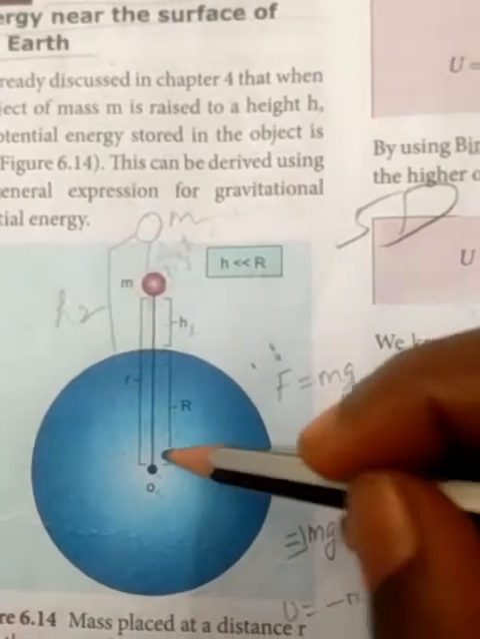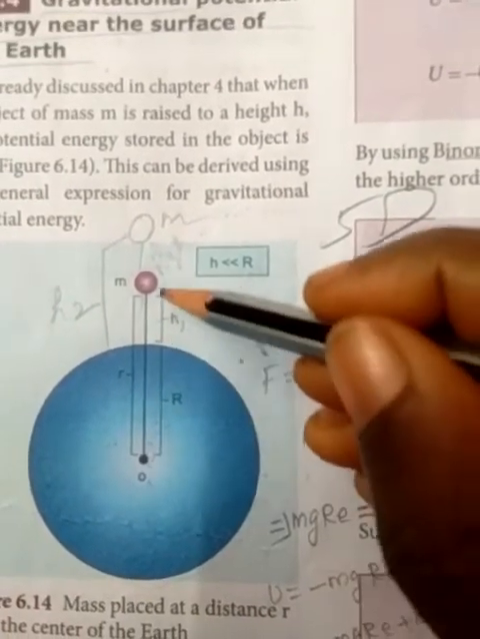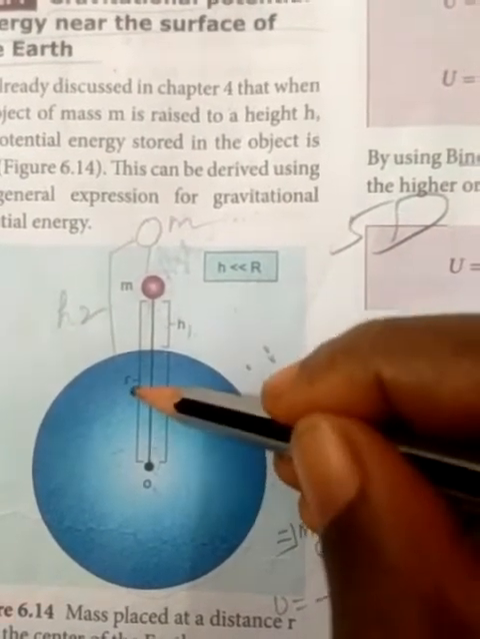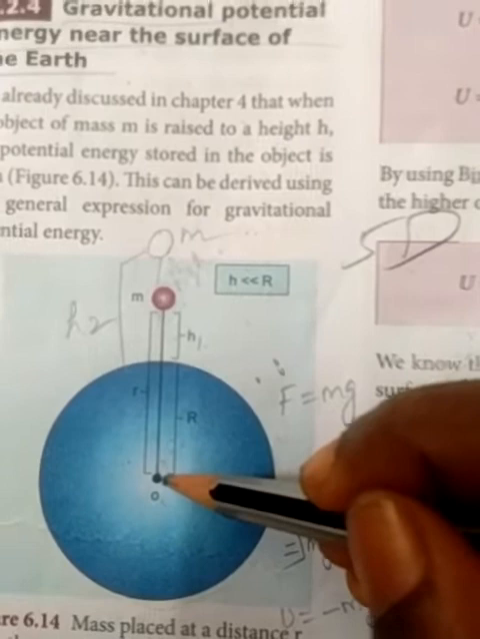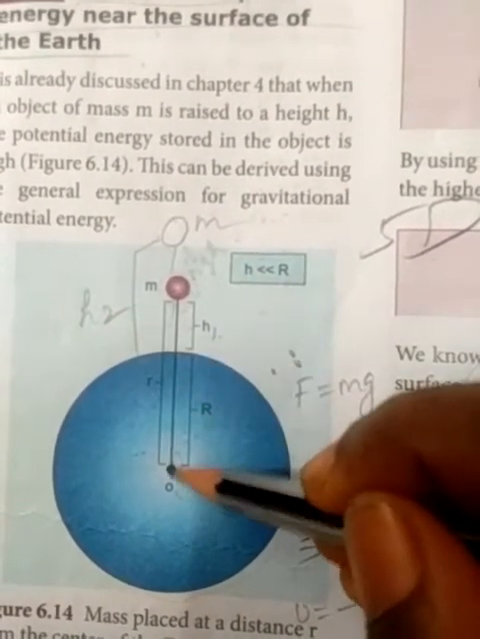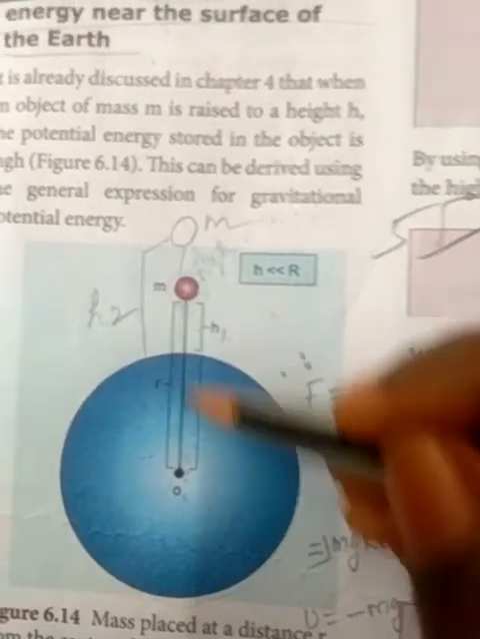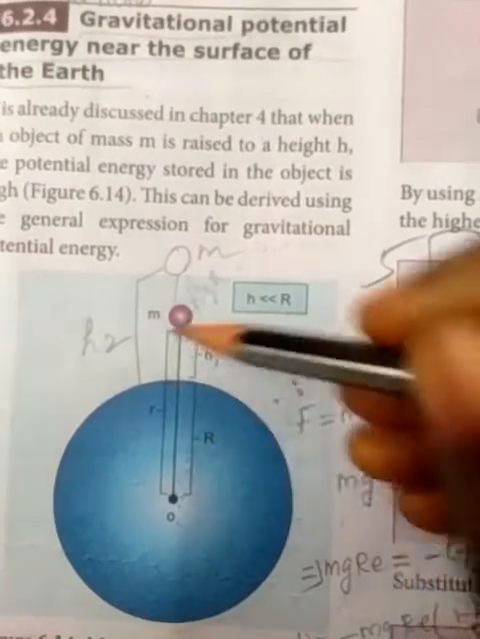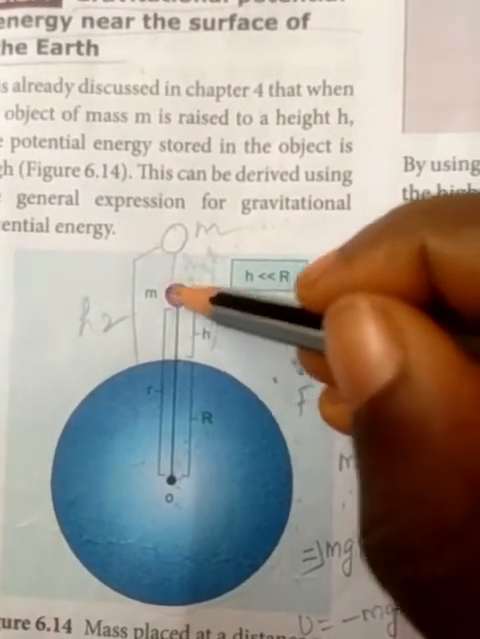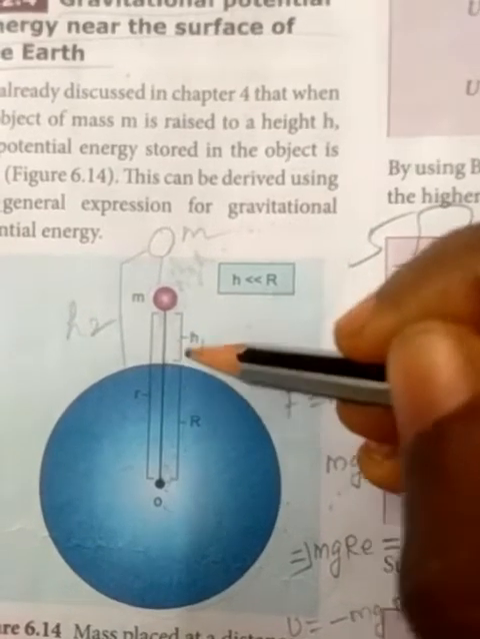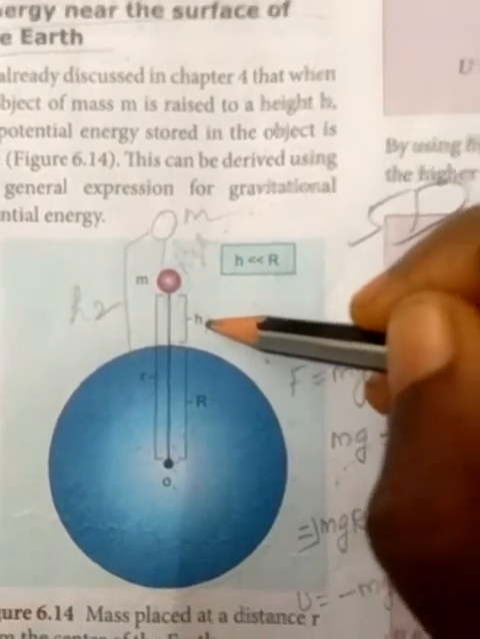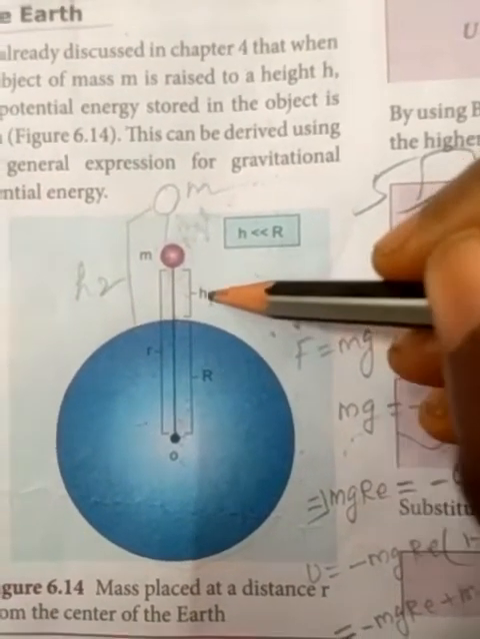Next, you see the distance from the center of the earth to the object of mass m; this distance we call r. The distance from the center to the surface of the earth is the radius of the earth, which we call R. The height at which I keep the object above the earth's surface I define as h. Now we look at the gravitational potential energy.